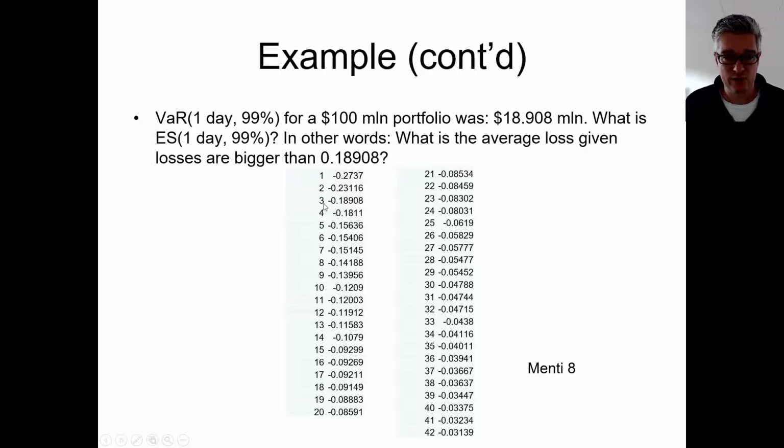18.908 million. So right here, I think we said, hey, at this 99%, that means that 99% out of 252 is 250. Well, the 250th smallest loss is the same as the third biggest loss. So that meant that our value at risk was right here at observation number 3, at the third biggest loss. So now suppose we want to calculate the expected shortfall given this value at risk. Now my question to you is, what is the expected loss given that losses are bigger even than this 18.908?